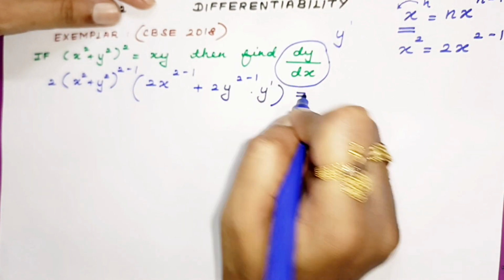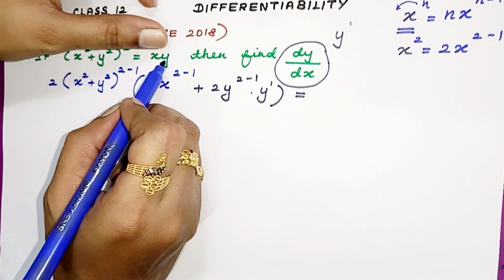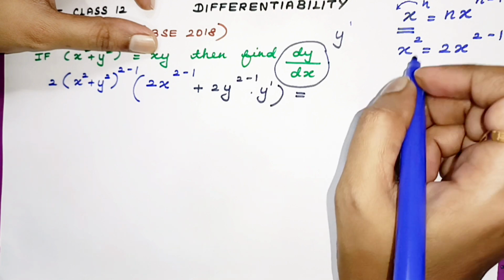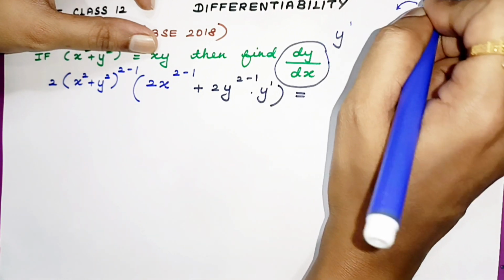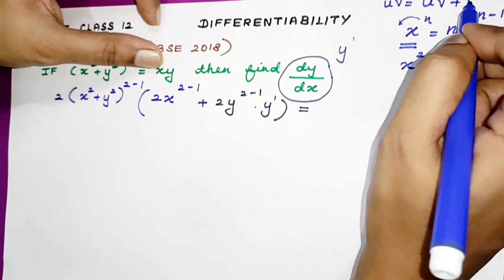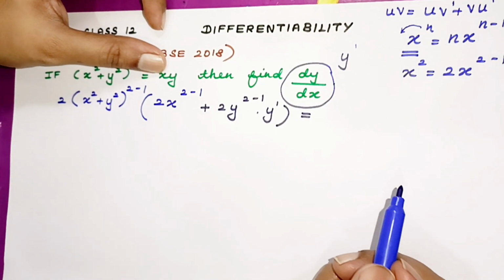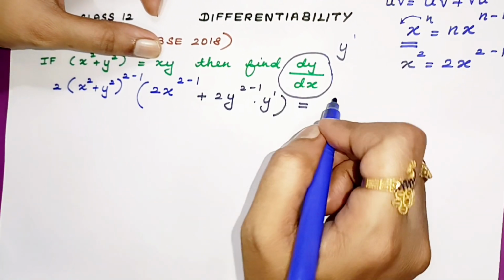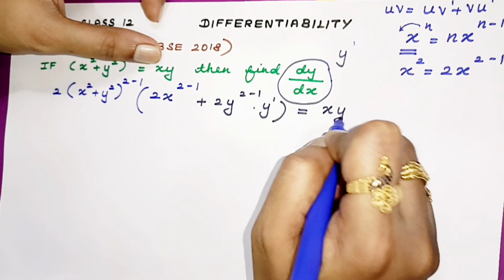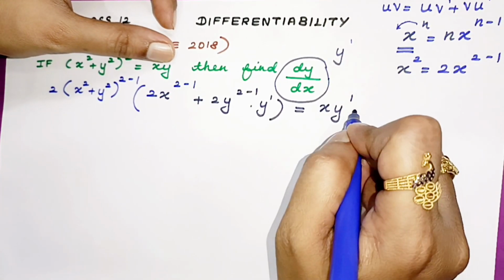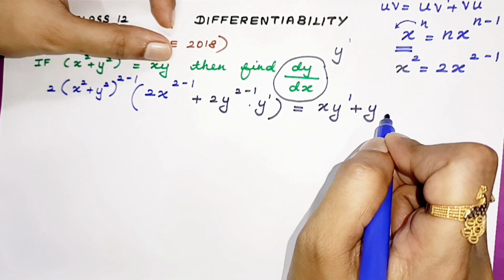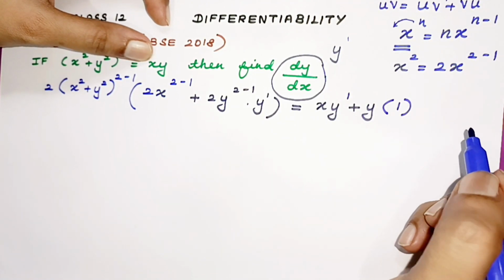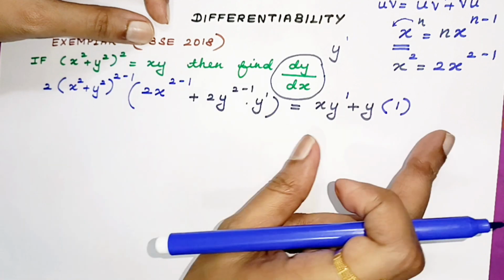That is equal to. Here x is also there, y is also there. Both the terms are in product. So what is the formula for the product rule? The product rule: (uv) dash equals u v dash plus v u dash. So let us consider this one as u and this one as v. So x we keep as constant, and while differentiating y we get y dash. Then plus y we keep as constant, and while differentiating x we get the result as 1. So we have differentiated the right hand side also.